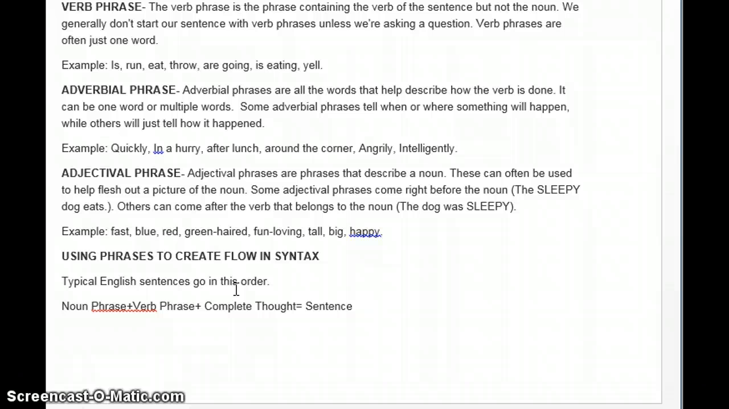Instead of having the same pattern of noun, verb, complete thought, noun, verb, complete thought, noun, verb, complete thought, we'll now have some different sentence structures that will help create some flow in our paper and mix up the syntax and make it a much more pleasant and complex read.